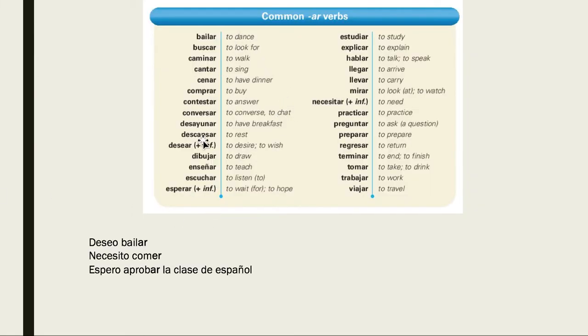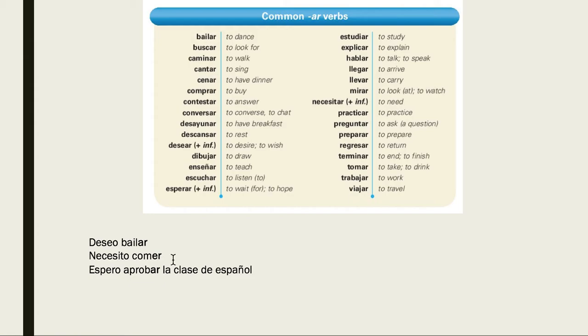So here's a list, some of the common AR verbs. You'll be responsible for knowing all of these here, and they'll all follow the exact same pattern of conjugation here. There's a couple I want to highlight here: desear, esperar, and necesitar. In order to use these, they must be followed by an infinitive verb, so one that ends in AR, ER, or IR. So deseo bailar, I desire or I wish to dance.